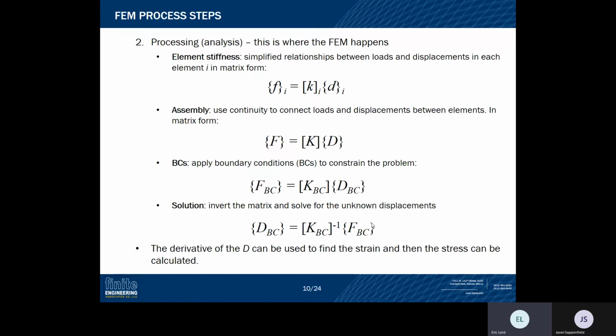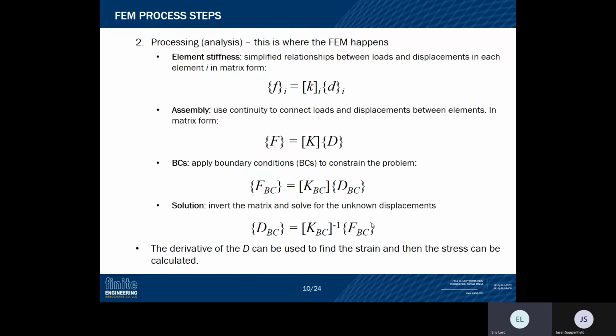And then we have our boundary conditions. So we apply our boundary conditions to constrain the problem. Obviously, if we didn't, it would be numerically unstable and it would have ill-conditioned matrices. So we have the exact same thing, but we want to look at this for our boundary conditions, just like we had for our elements. And then we have our solution. So generally in our solution, we invert our matrix and we solve for the unknown displacements. And that's really what we're trying to find here.